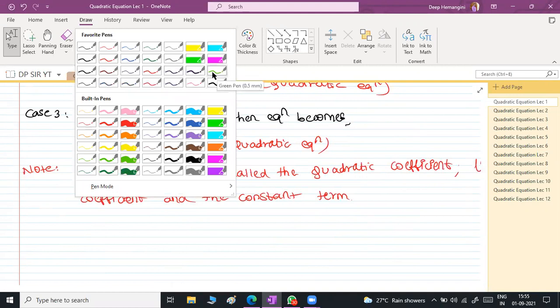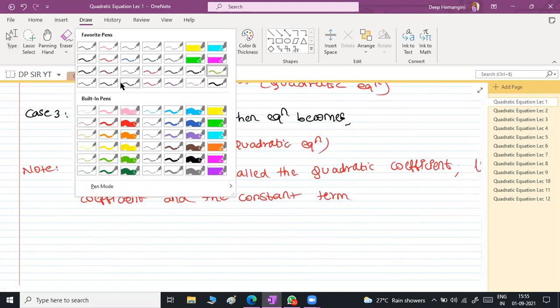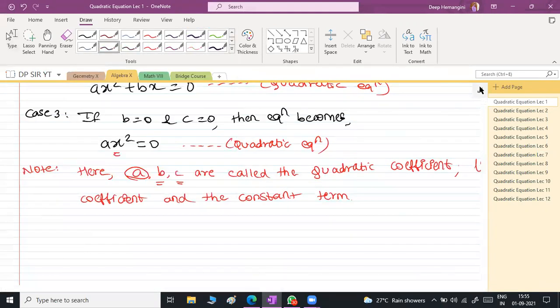Okay, so let me have some green color. If it's good, I don't know. Or let me take some dark blue color. This is a good color, dark blue.